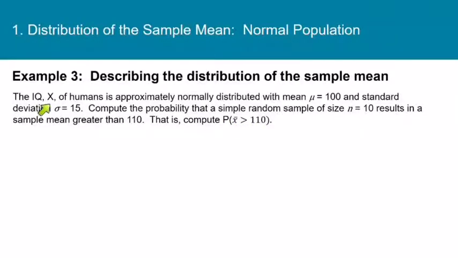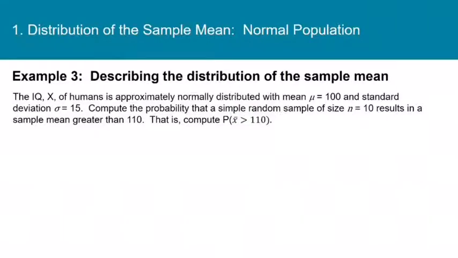So notice that they told us that our random variable is approximately normally distributed. And what that means is we can count on the sampling distribution of the sample means to be normal as well. And since the sampling distribution of the sample mean is going to be normal, we have permission to use our z-table to find this probability. So it's very important that they told us that the population is approximately normal.